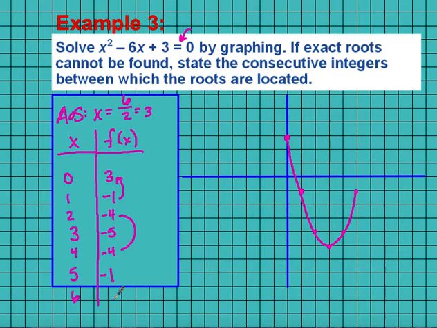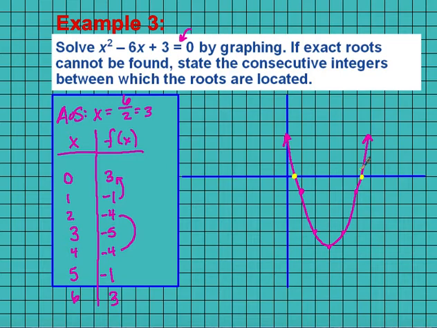Now let me plug in a 6. If I do the math, 6 squared minus 36 plus 3 is also going to give me 3. And you can see that I'm once again going to cross over the x-axis when I get between these two values and continue from there. So my parabola is going to continue. Now the problem with this is I am crossing the x-axis approximately here and here, so I don't know those exact points.